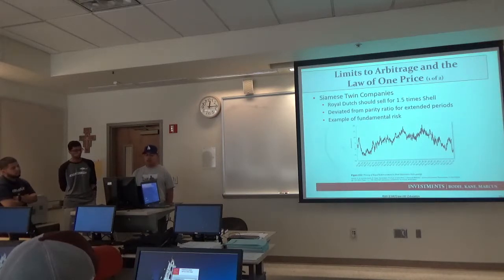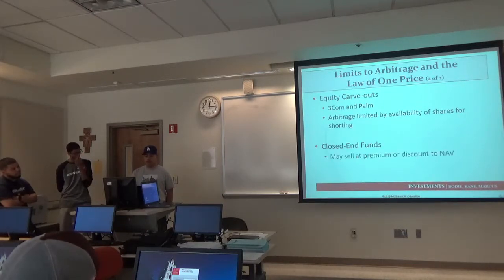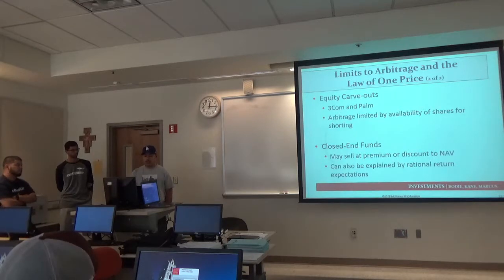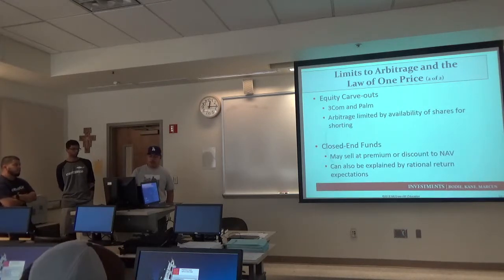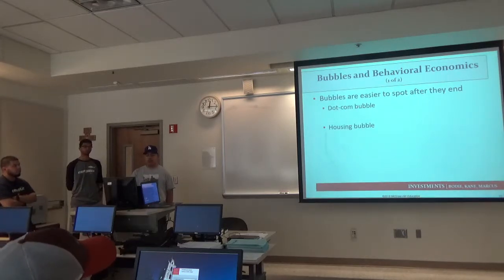And then this is an example of a fundamental risk. Equity carve-outs like 3Com and Palm: arbitrage is limited by the availability of shares for shorting. Then closed-end funds that may sell at a premium or a discount to the NAV can also be explained by rational return expectations. Some of the bubbles they identify here are the dot-com bubble and the housing bubble, which most of us know what happened there. Just overvaluing certain companies that didn't have any revenue to give back to their investors.